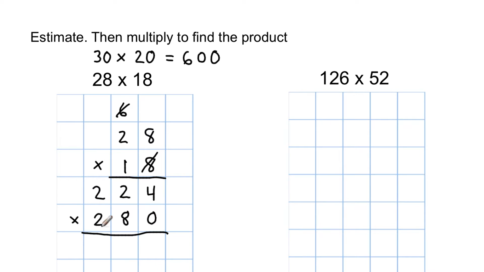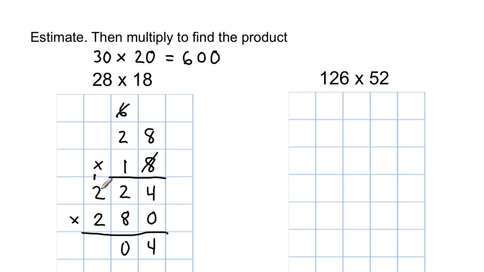And then you have to add both these partial products together. So 4 plus 0 is 4 ones. 2 plus 8 is 10. And here's where this traditional algorithm takes a little bit of knowledge. You have to kind of squeeze in sometimes when you regroup and carry the 1 over to the next place value. You have to kind of squeeze it in.